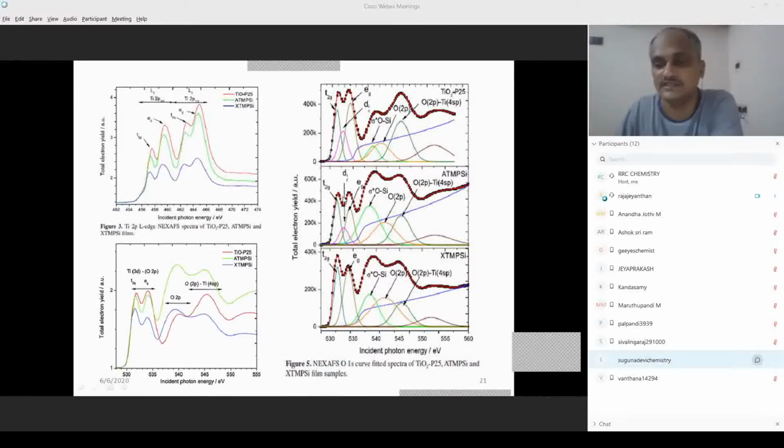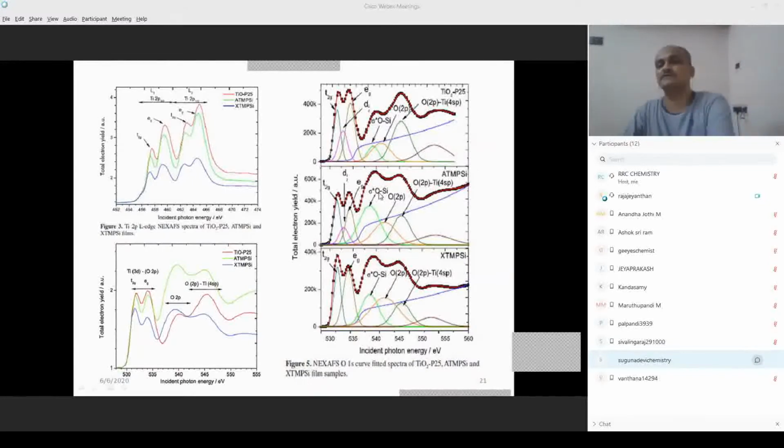This shows that what is happening in silane in water is that the silane is undergoing polymerization, and these polymers are deposited on the surface of the titanium dioxide and not uniformly distributed. It is in the form of patches, and you get a very strong peak of sigma star O-Si.